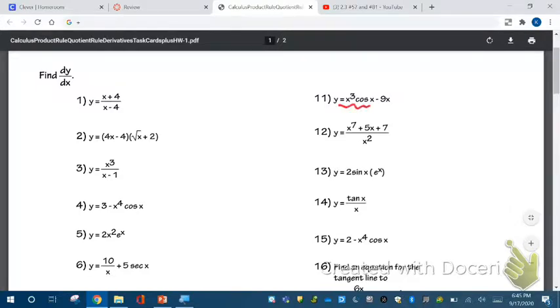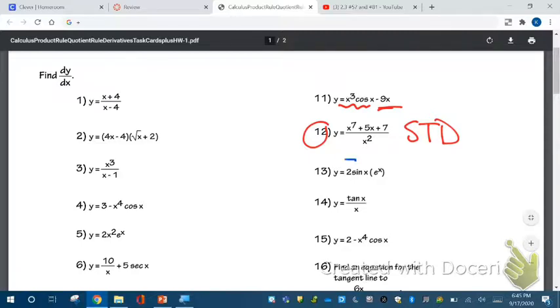Number 7. So number 11 would be a product rule for this guy. And then the derivative of negative 9x is just a negative 9 at the end. Number 12, hopefully you know how to approach that. You could do a quotient rule, but it would certainly be much easier to treat it like an STD and split up.